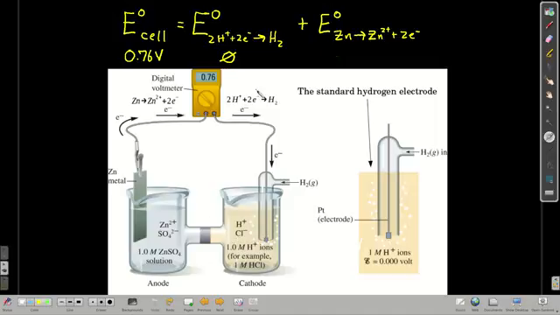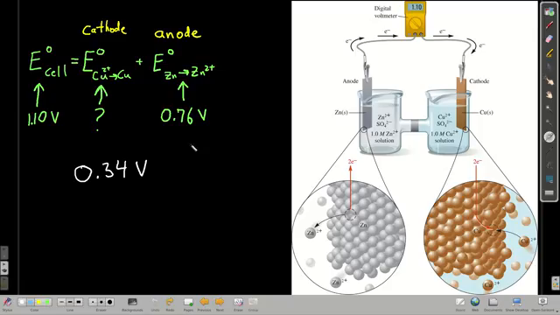Now that we know what zinc's cell potential is for being oxidized, we can hook zinc up to something else. Let's say copper metal with copper 2 sulfate in solution. We hook the digital multimeter up to this cell, and we get 1.10 volts. Same thing, the cell potential is equal to the potentials of the 2 half cells.